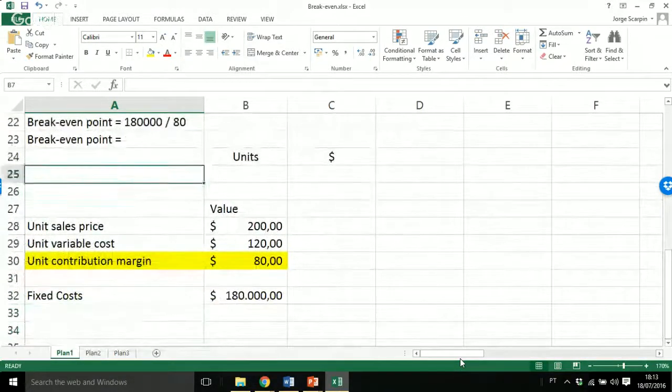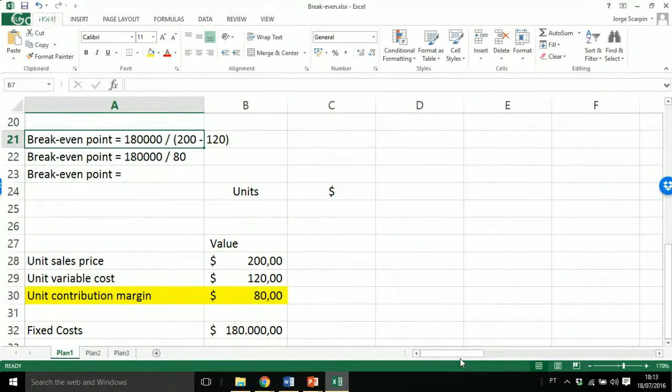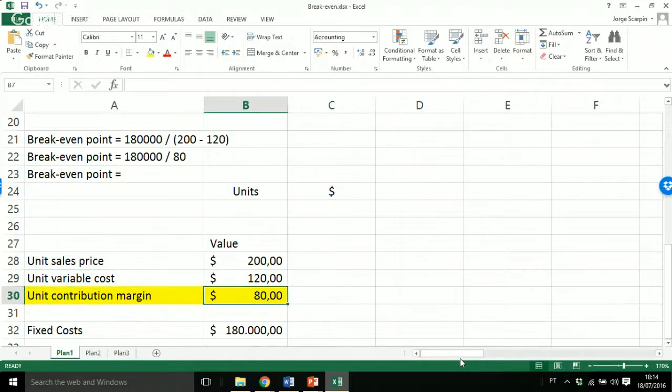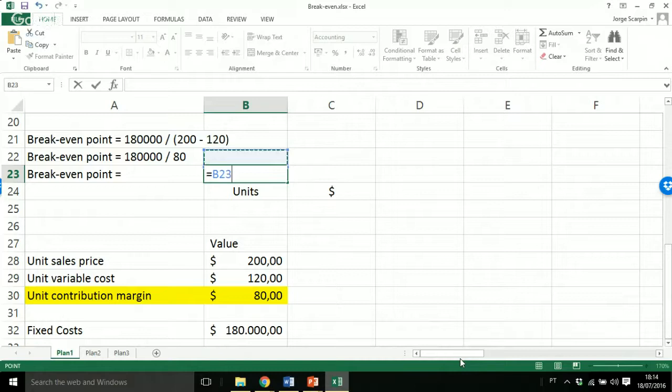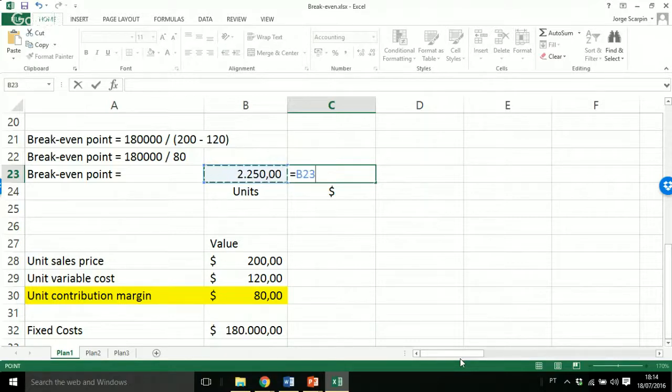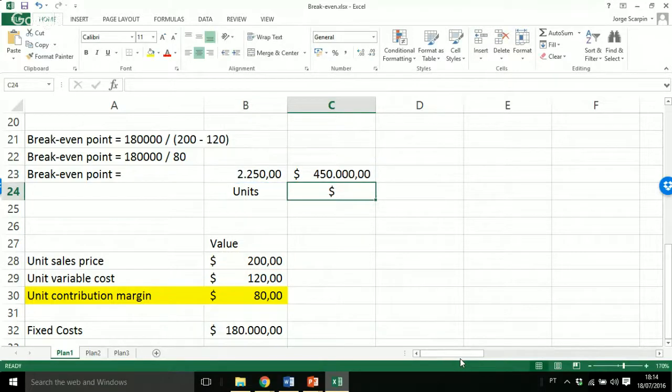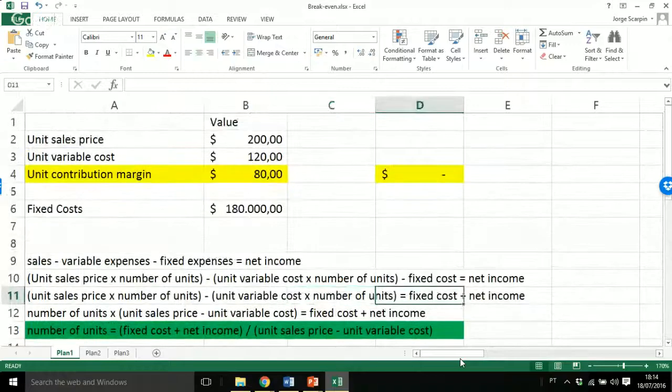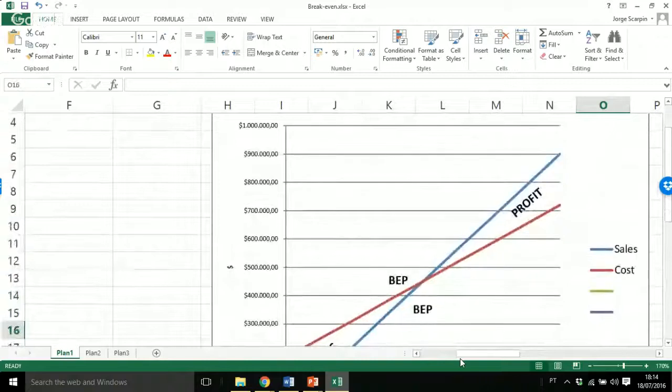So our values I pasted here. So break-even point, fixed cost $180,000 divided by unit sales price 200 minus unit variable cost 120. So break-even point is $180,000 divided by 80, that is the same number as the unit contribution margin. That's why our formula can be written as fixed cost divided by unit contribution margin. That's 2,250 units. And if we want to know the amount of sales, just units times unit sale price, $450,000.